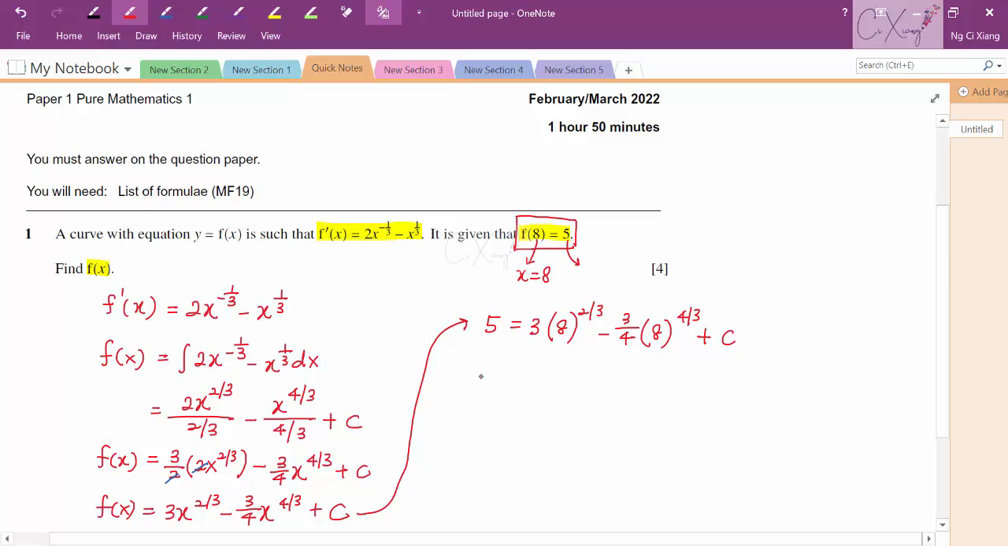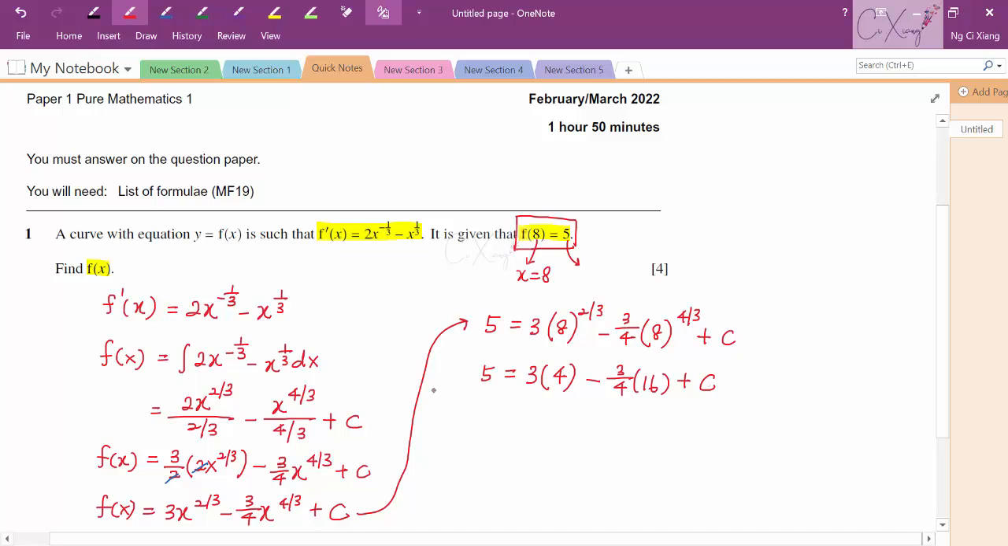Okay, so we should try to simplify all this. For this term, if you don't want to use a calculator, 8 power 2 over 3, where you take the cube root of 8, you get 2. So 2 squared, you get 4. So for this term, you're having 3 multiplied with 4. And for this one also the same. Take the cube root of 8, which is 2. So 2 power 4, you will get 16. So I'm having 3 over 4 times 16 plus c.